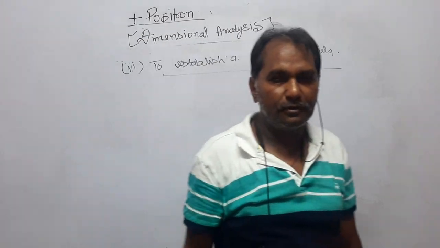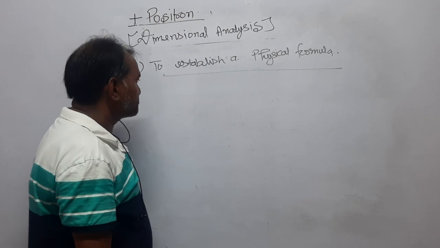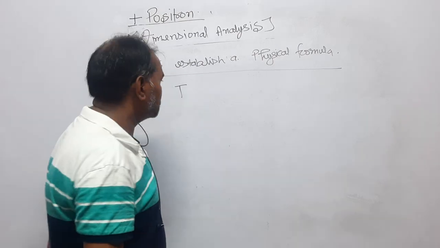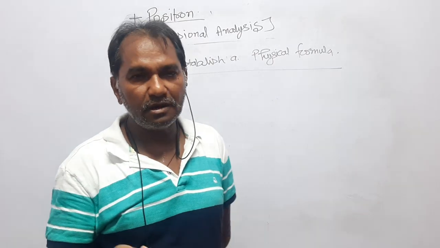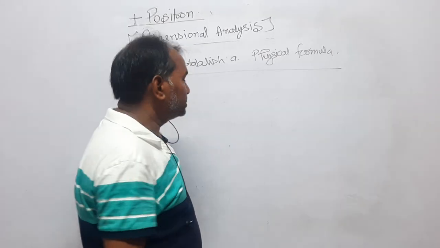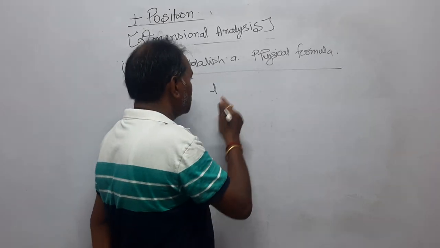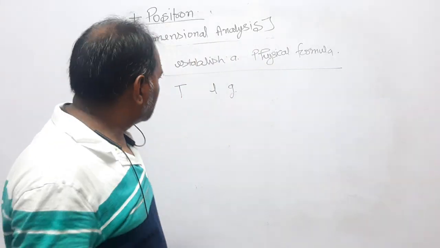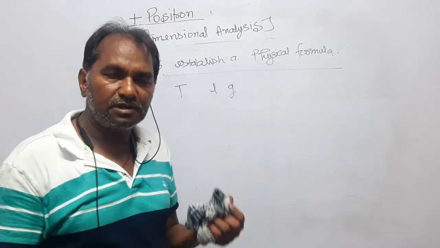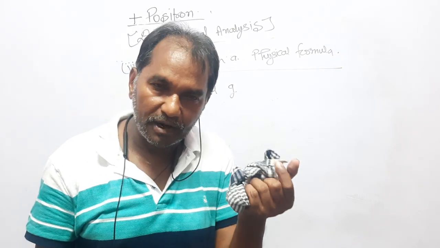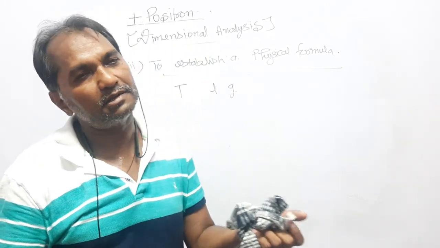How can you establish a formula using dimensional analysis? Dear students, let the time period of a simple pendulum be capital T. Just by example, I am trying to let you understand that the time period of a simple pendulum depends on the length of the pendulum and the acceleration due to gravity at that place.